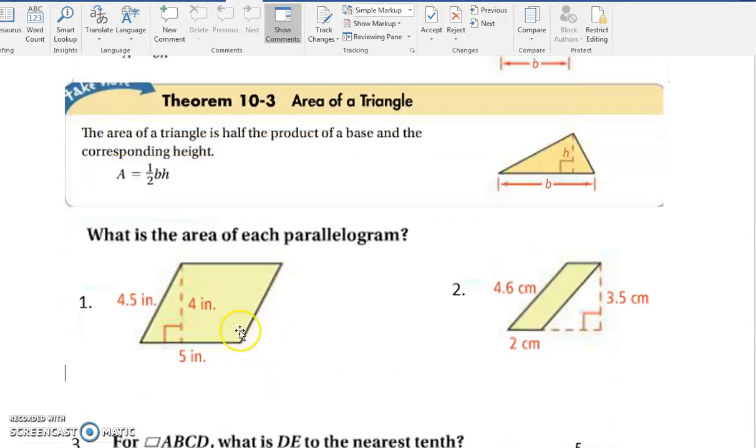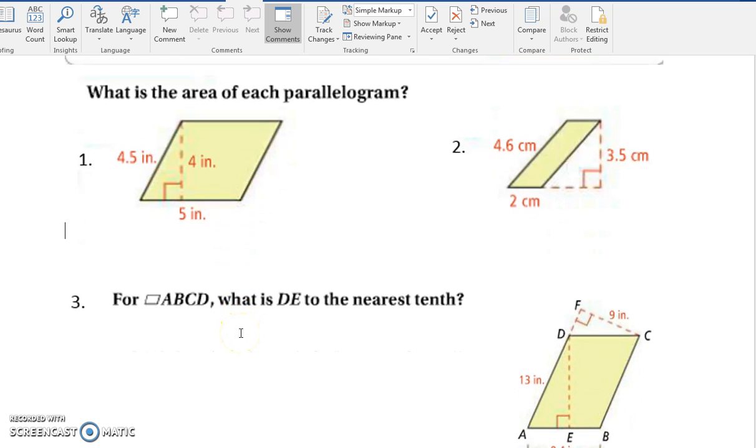So let's just go through a few examples here. We're going to focus a little bit more on parallelograms in our notes. I'm hopeful that you have an understanding of triangles and rectangles already, but we certainly will be practicing some of that in our homework.